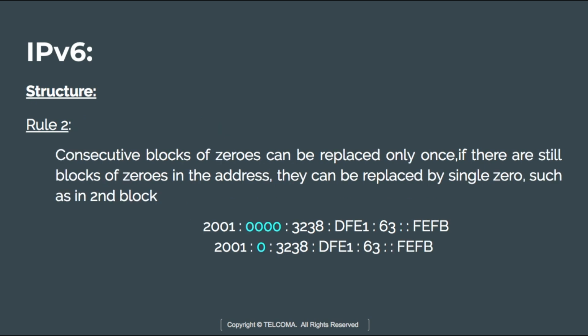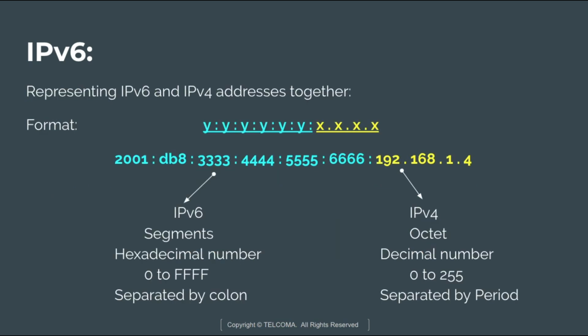The next rule is that a consecutive block of zeros can be replaced only once. If there are still blocks of zeros in the address, they can be replaced by a single zero, such as in the second block. If more zeros come in between the address, we can't use the double colon again; here we have to represent the zeros by a single zero. So these are the rules to represent the IPv6 address.